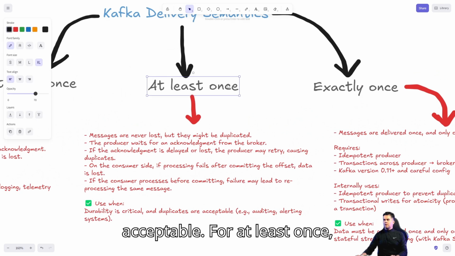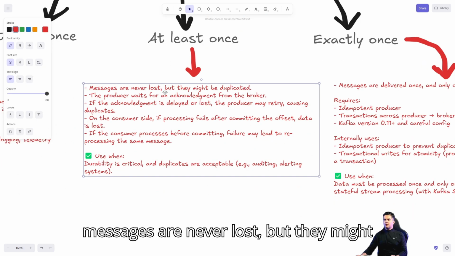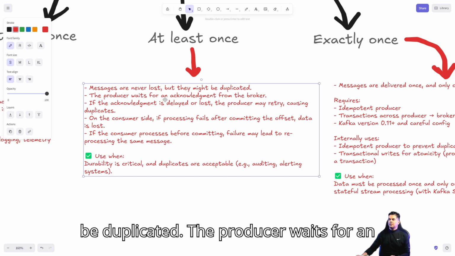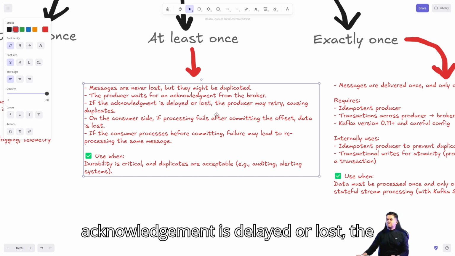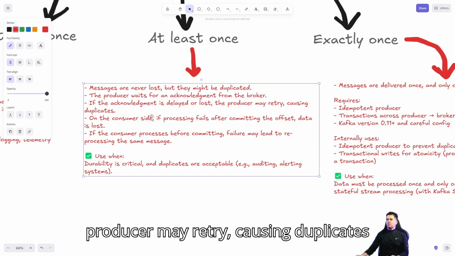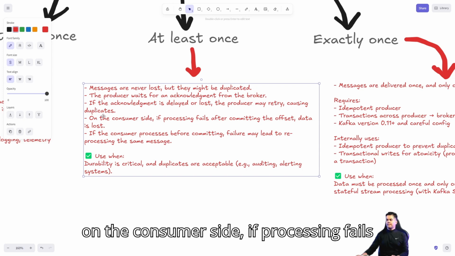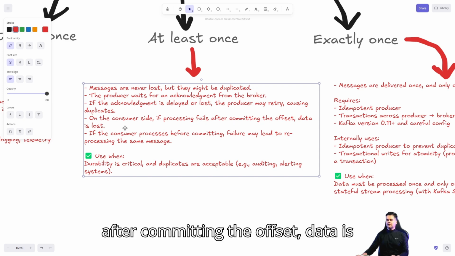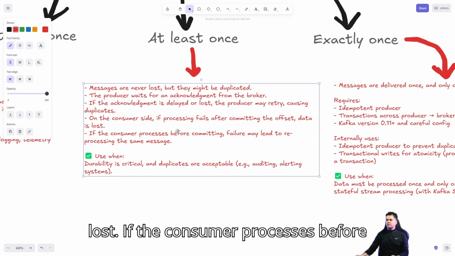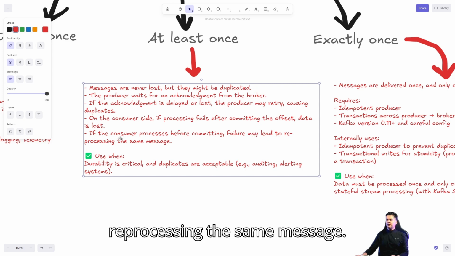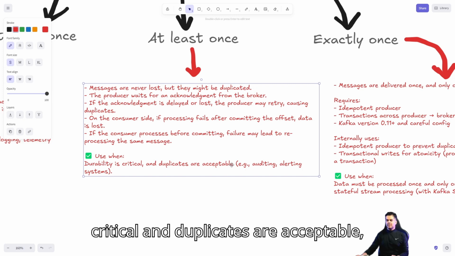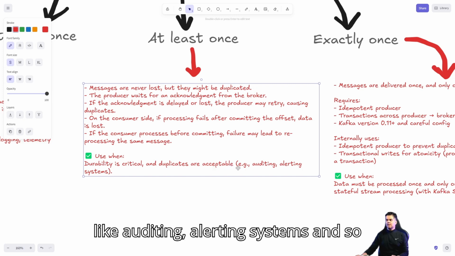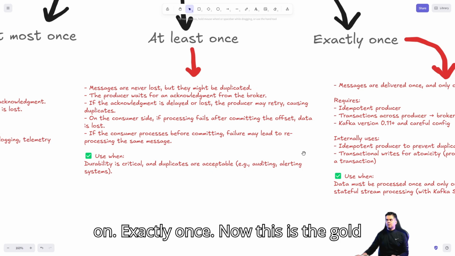For at least once, messages are never lost, but they might be duplicated. The producer waits for an acknowledgement from the broker. And if the acknowledgement is delayed or lost, the producer may retry, causing duplicates. And on the consumer side, if processing fails after committing the offset, data is lost. If the consumer processes before committing, failure may lead to reprocessing the same message. You can use this when durability is critical and duplicates are acceptable, like auditing, alerting systems, and so on.